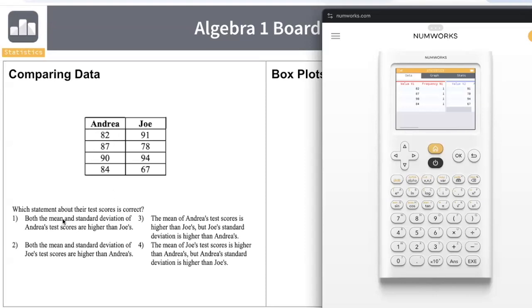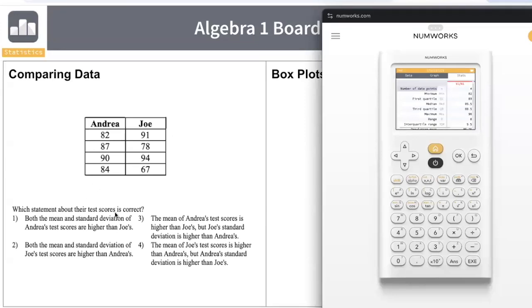Okay. So this question is about comparing data. For each of the answer choices, they're asking about comparing the test scores, their mean and their standard deviation. Now that I've entered both columns of data, it's really nice that when I go up to stats, I can see them side by side. We have data, and we can see it as a graph. I have stats though, which I'm going to look at.